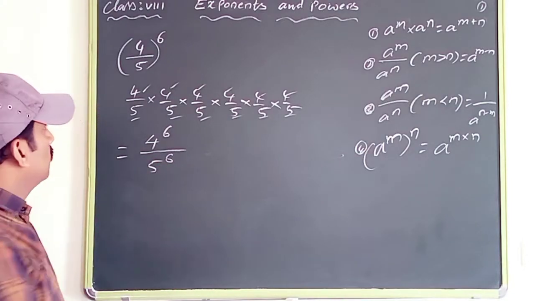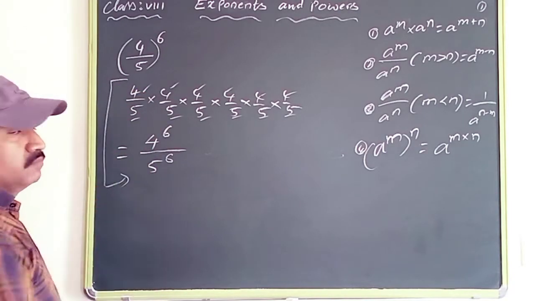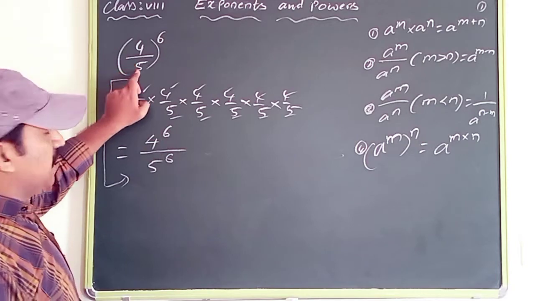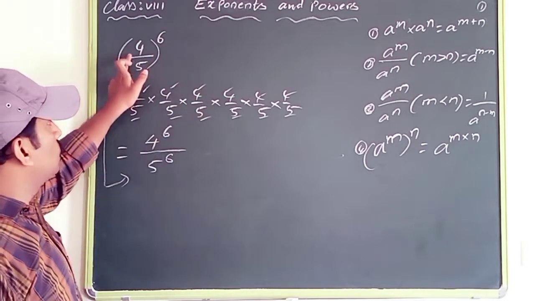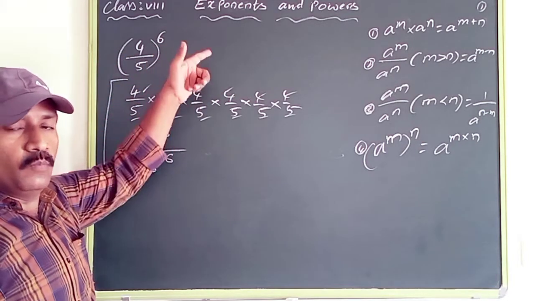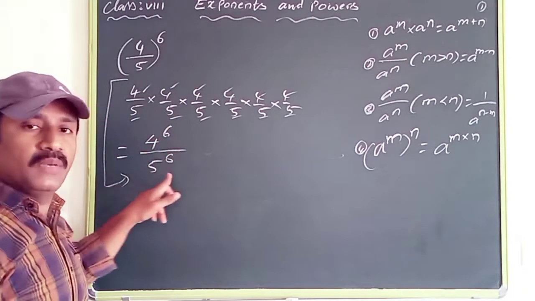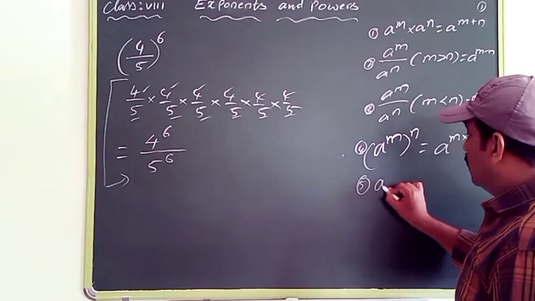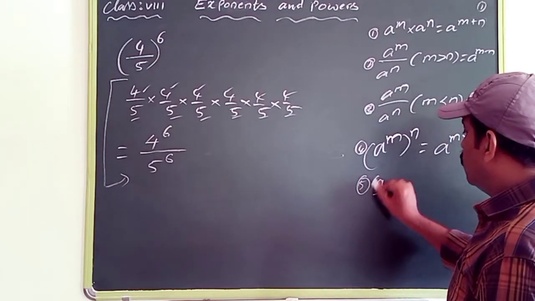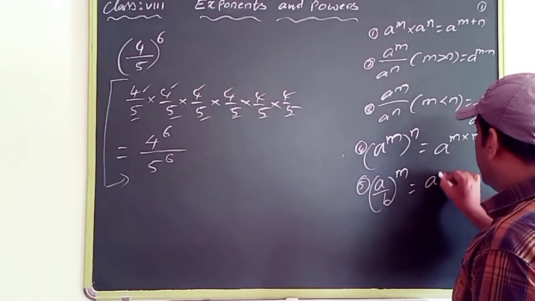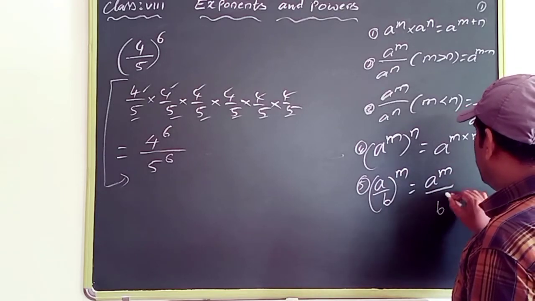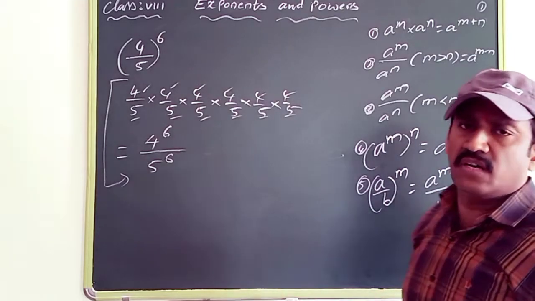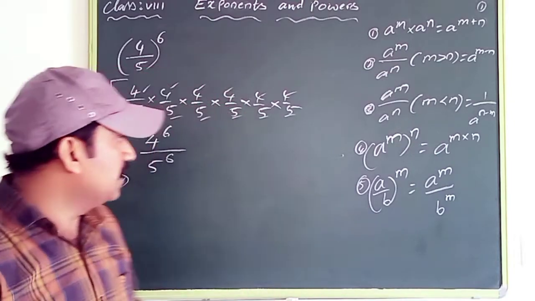Got it? So what can you write from this now? A by B, because both are different. One is 4, one is 5. So A by B whole power m equals A power m by B power m. Come on, repeat once. How do we take it? A by B whole to the power of m equals A to the power of m by B to the power of m. This is one of the important concepts, children. And the next one I am going to take.